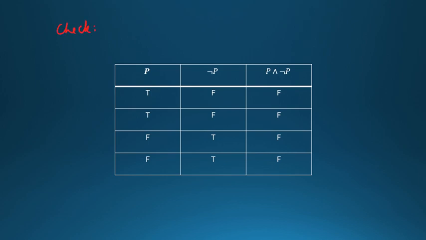So check this guy. Check that P or not P is a tautology. I'll let you verify that guy on your own. It's going to be very similar to the truth table that we did here, but you should find that every value in this final column here will be a T instead of an F.